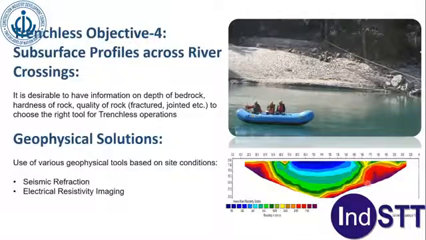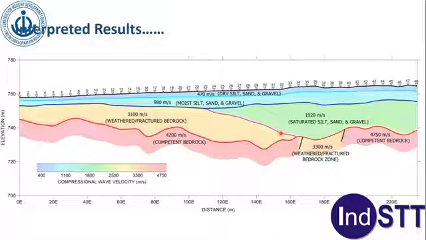Interpreted results look like this. So for example, this is elevation, again 760 to 700, 60 meters of elevation here. So this is top 400, that is dry silt, sand and gravel. This is based on the velocity, of course. And then moist silt, sand and gravel. Then there is a pocket here which is saturated silt, sand and gravel.